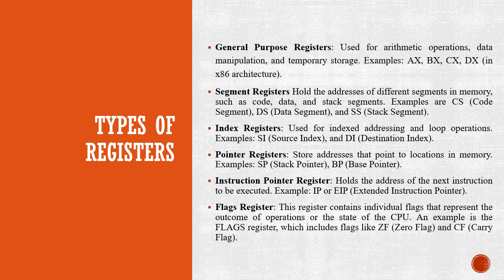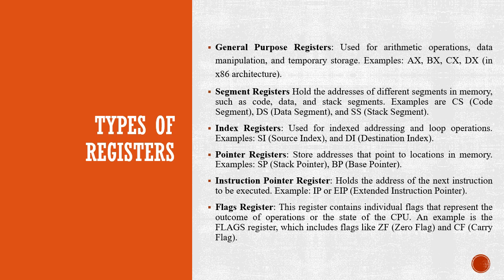The pointer register stores addresses that point to a location in memory. This is seamless. It's just a pointer, a director. It points or directs to a location in the memory. Examples include the SP, stack pointer, and BP, base pointer. The instruction pointer holds the address of the next instruction to be executed. You can have a bunch of instructions or a group of instructions. The responsibility of the instruction pointer is to point at which instruction is going to be executed next by the processor or CPU. Examples are IP or EIP, which is called the extended instruction pointer.